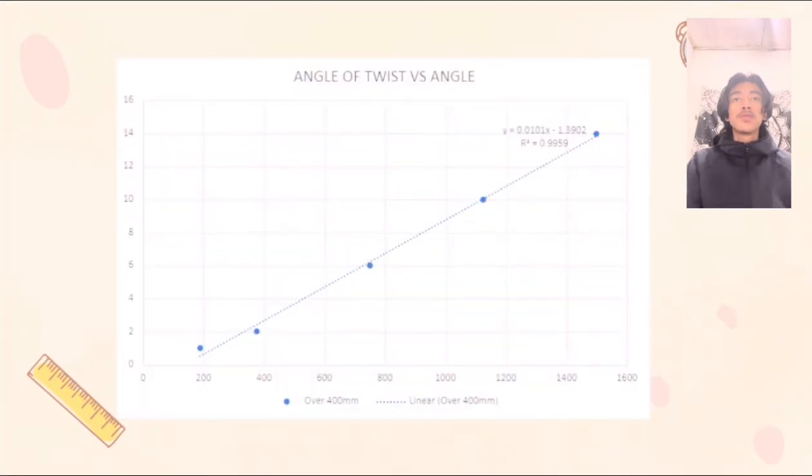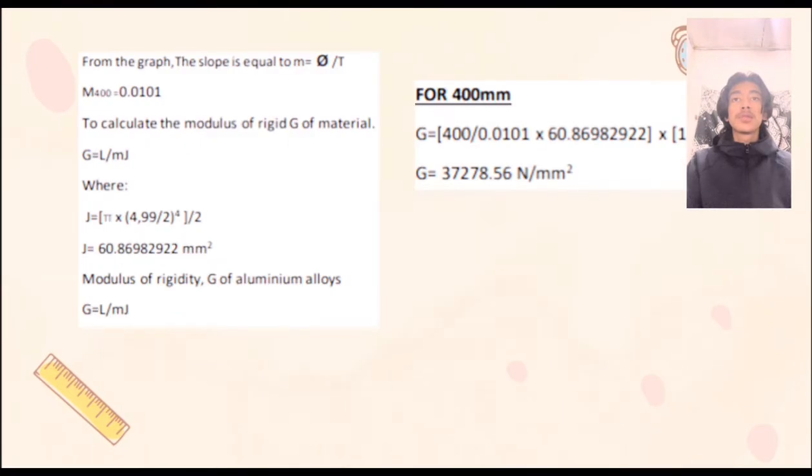After that we need to do a graph. From the graph, the slope for 400 millimeter is 0.0101. Then we get the modulus of rigidity G of the steel rod as 37,278.56 Newton divided by millimeter square.